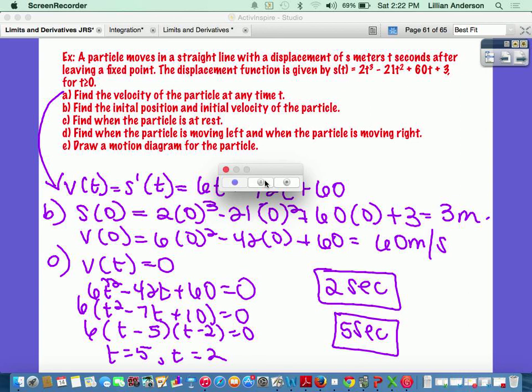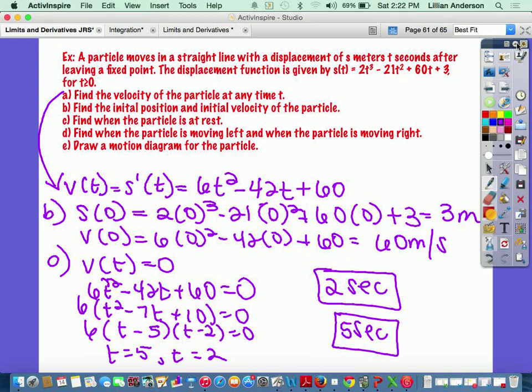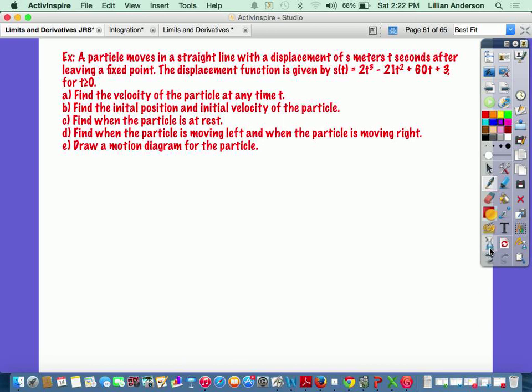Now, to find out if the particle is moving left or right, we're going to have to take some certain values, create a number line, and test them. This process is real simple. I'm going to clear off my board so you can see it. We're looking at part D. To find out when the particle is moving left or right, we have to test some points. We know the particle is at rest at 2. We know the particle is at rest at 5.